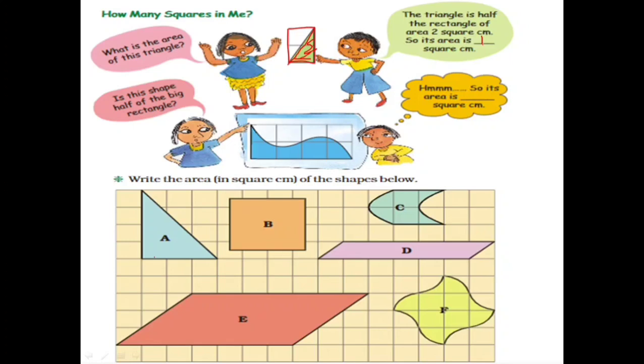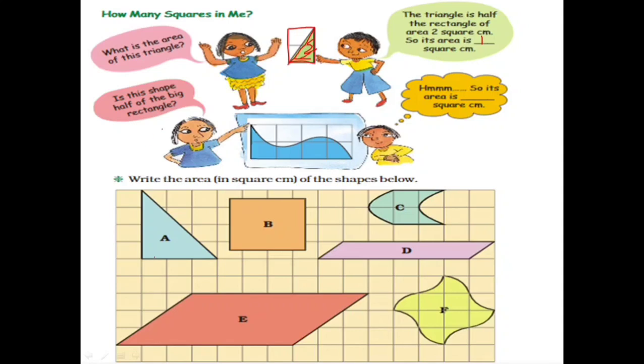Through this example, what do we come to know, my dear children? We come to know that when a figure is drawn within a rectangle or a square in such a way that it divides the rectangle into 2 equal parts, then the area of the given figure will be equal to half of the rectangle or a square. Now let's move to the next example.